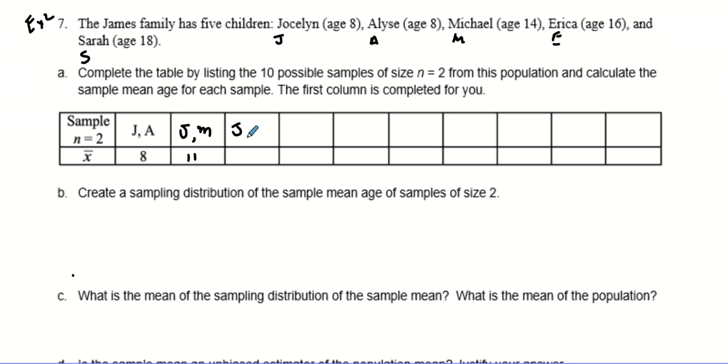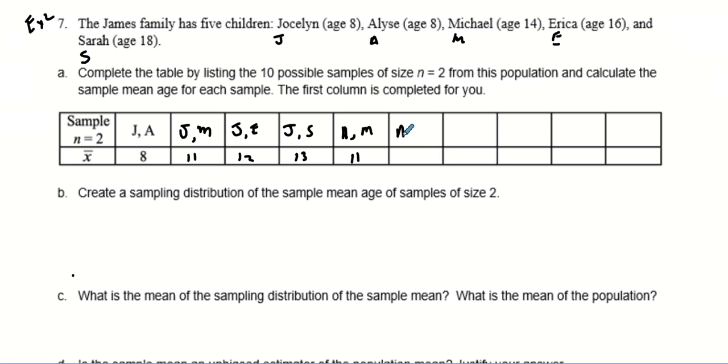Then we're going to go J and E, Jocelyn and Erica, and so we have 8 plus 16, and then we'll divide that by 2. We have 12. All right, we're going to go Jocelyn and Sarah. So we have 8 plus Sarah, which is 18. We'll divide that by 2, and we have 13. We'll keep on going down here. So we have Jocelyn and M, Michael. So it's going to be 8 plus 14 divided by 2, the same thing as what we got. Yep, J and M, so it'll be 11.